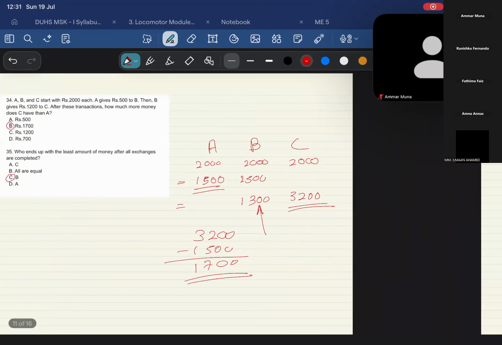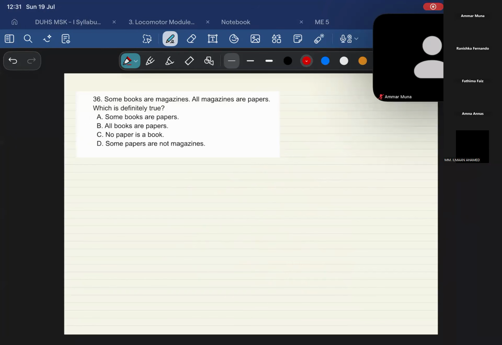36. This is more of a verbal reasoning question, I would say, rather than analytical reasoning. So it says that some books are magazines, and all magazines are papers. So some books, right? Not all the books. So only some of the books are magazines, but all magazines are papers. So let's read the statements that we have here.